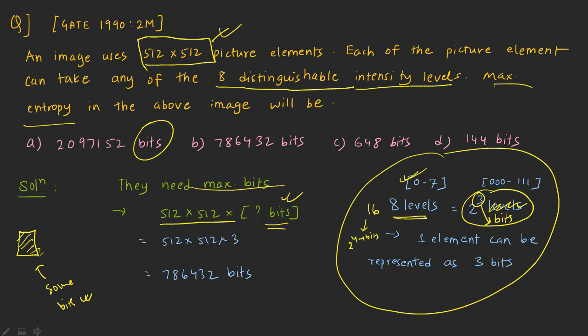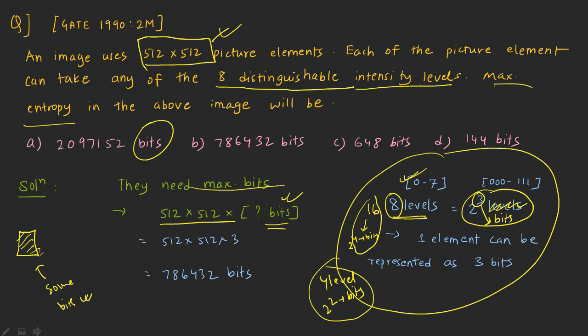Let's say I have 4 levels, then it is 2 raised to 2. This means 2 bits. So I hope you are getting the point. If it is 8, then 2 raised to 3, this means 3 bits. If I have 16, this means 2 raised to 4, means 4 bits. If I have 4 levels, this means 2 raised to 2, that is 2 bits.